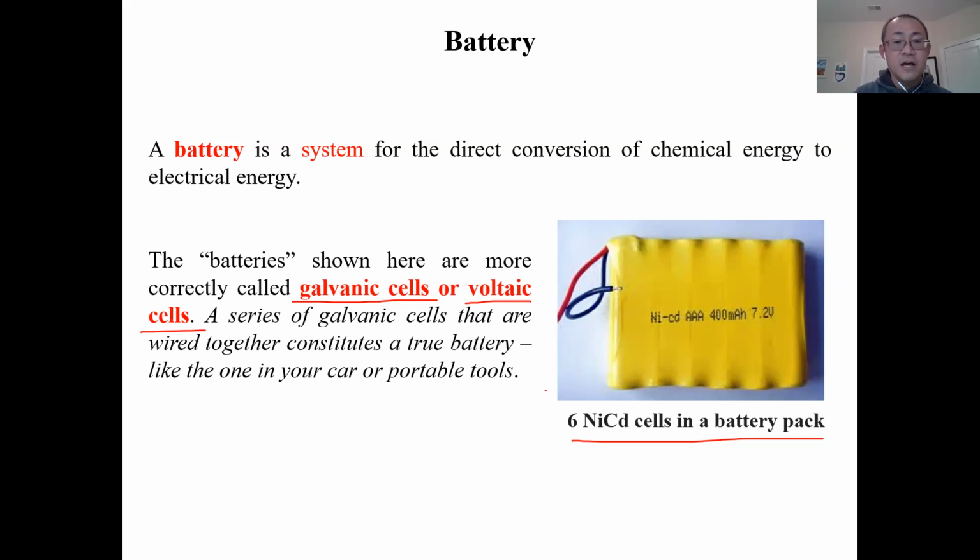So you can see here a series of galvanic cells that are wired together constitutes a true battery, like the one in your car, or like the one you have in your portable tools, like this one, nickel-cadmium cells. So let's take a look. What is an individual unit? How does a galvanic cell work?